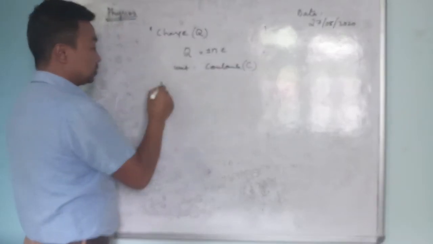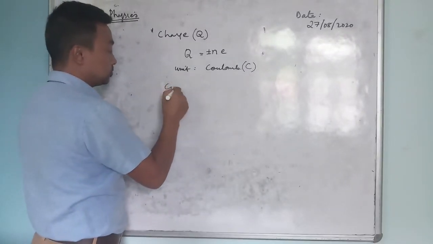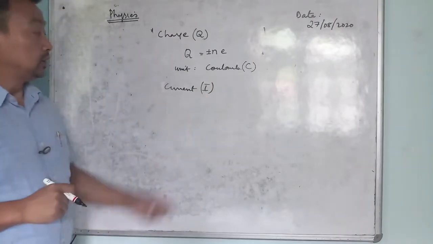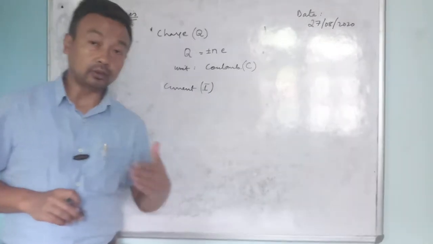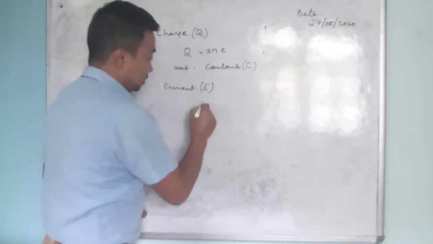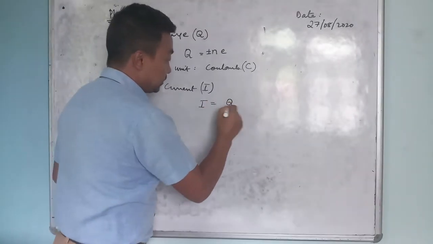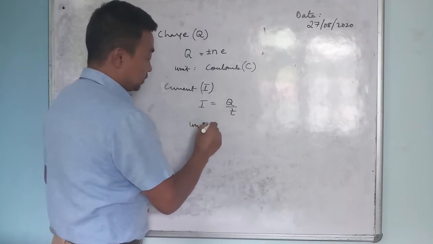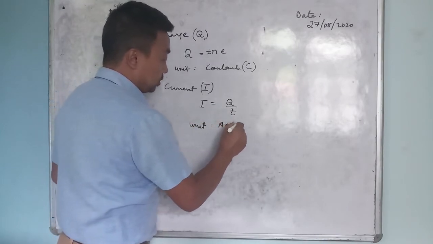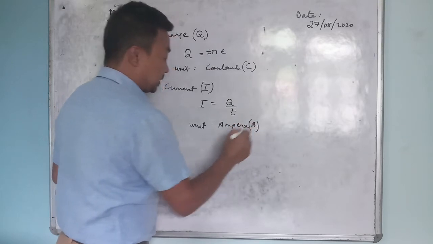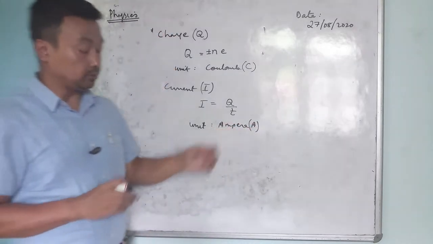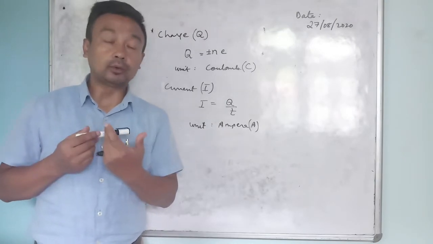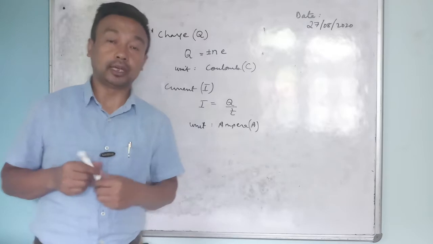Then we discussed another important topic, which is the current. It was represented by the symbol I, and the current was defined as the rate of flow of charge. So I was given as Q by T, and the unit for the current was ampere, which was represented by capital letter A. So ampere means how much current is flowing in a wire. Suppose we say 1.5 ampere, capital A.